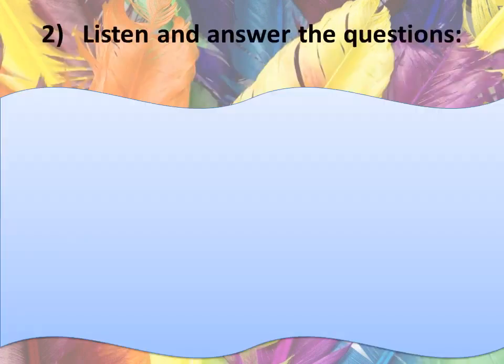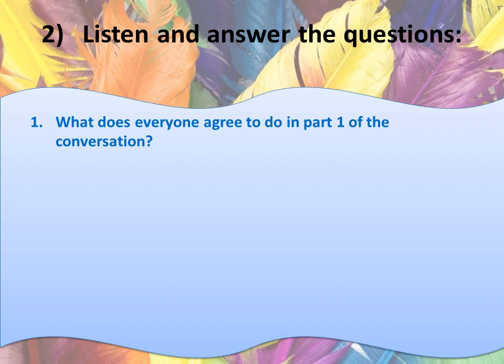Now let's come back to the questions. Question 1. What does everyone agree to do in part 1 of the conversation? They agreed to watch the wedding video. Tina says quickly yes. Mike was reluctant, but finally he agrees.